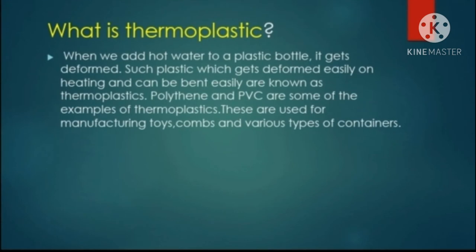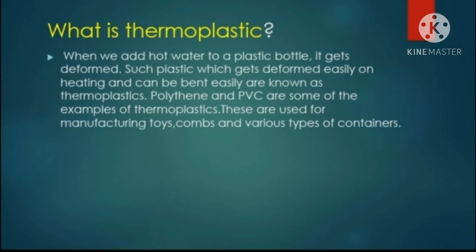After that, what is thermoplastic? When we add hot water to a plastic bottle, it gets deformed. Such plastics which get deformed easily on heating and can be bent easily are known as thermoplastics. Polythene and PVC are some examples of thermoplastics. These are used for manufacturing toys, combs and various types of containers.